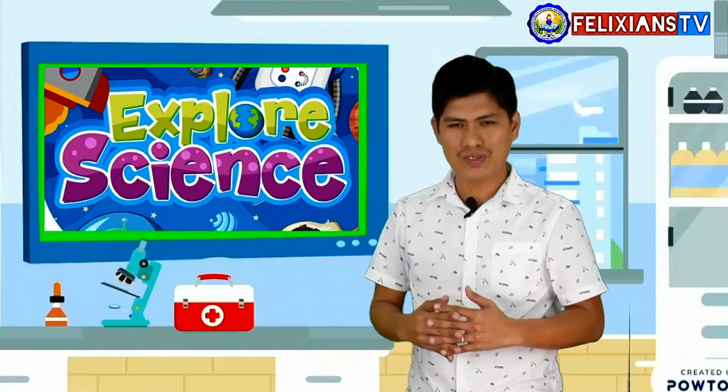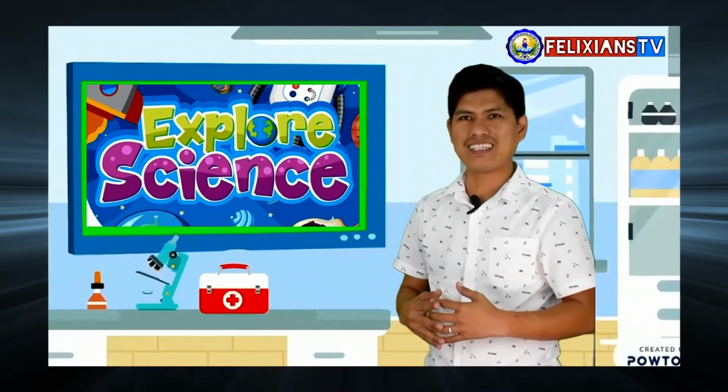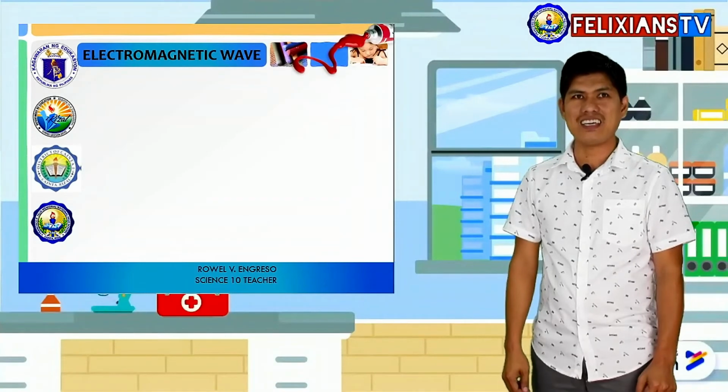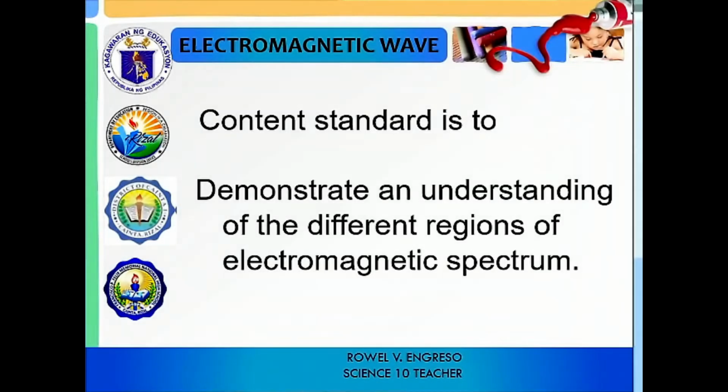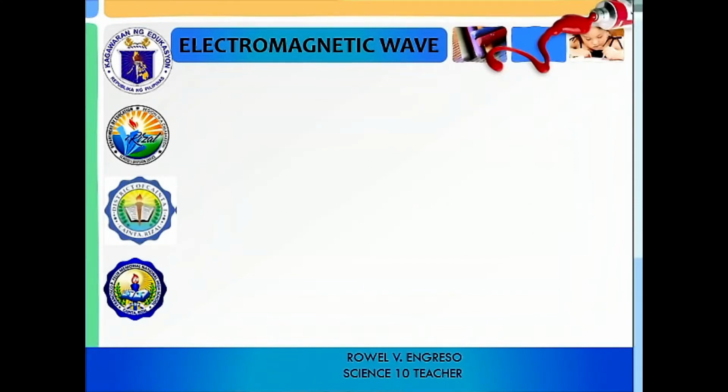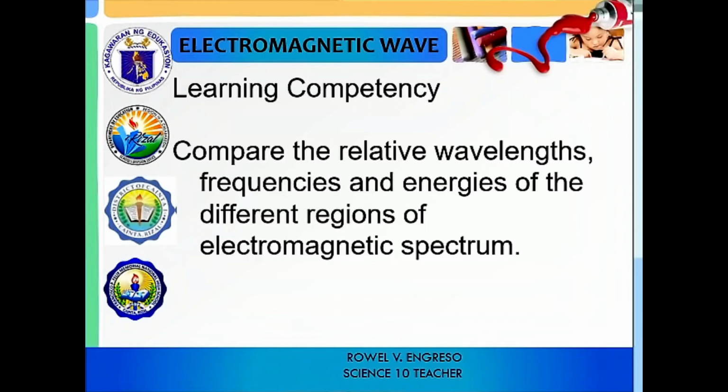Stay focused and enjoy our lesson for today. Our content standard is to demonstrate an understanding of the different regions of electromagnetic spectrum. And our learning competency is to compare the relative wavelengths, frequencies, and energies of the different regions of electromagnetic spectrum.